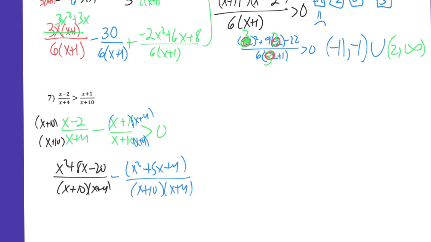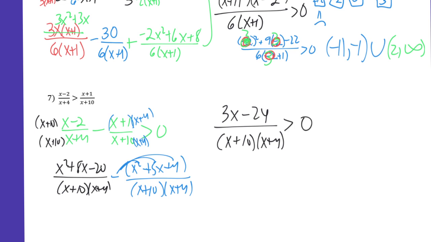Okay, I have to distribute this negative sign to each term in the numerator, combine like terms, and see what I get. Okay, so here we go. It looks like the x squareds will go away, and then 8 minus 5 is 3x. So we're going to get 3x, and then negative 20 minus 4 is minus 24, over (x plus 10) and also (x plus 4). The numerator could factor with a GCF of 3, or you can just leave it like that. There aren't multiple factors that have letters, and so that has to be greater than 0.